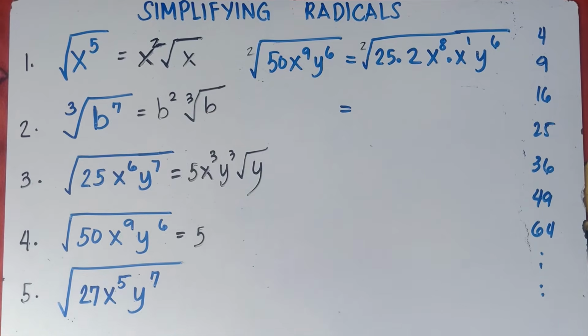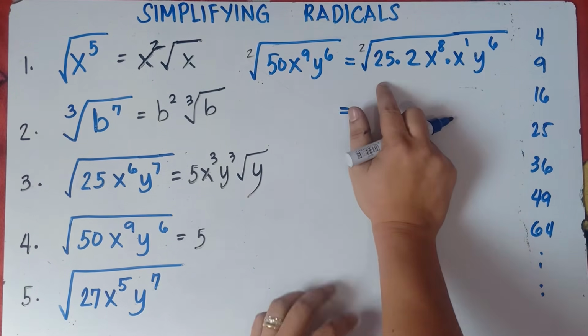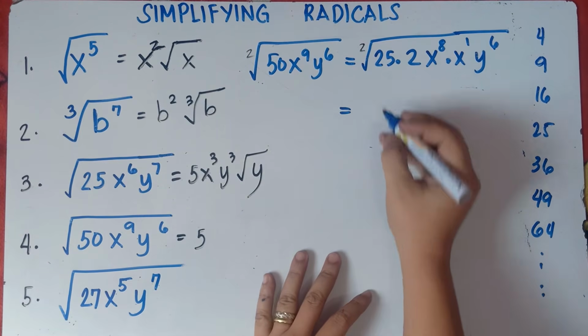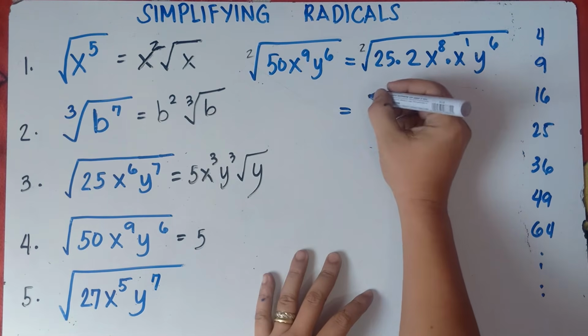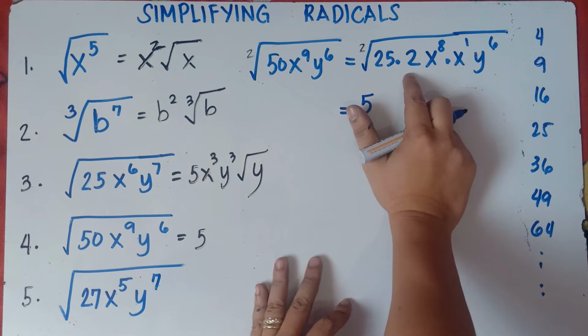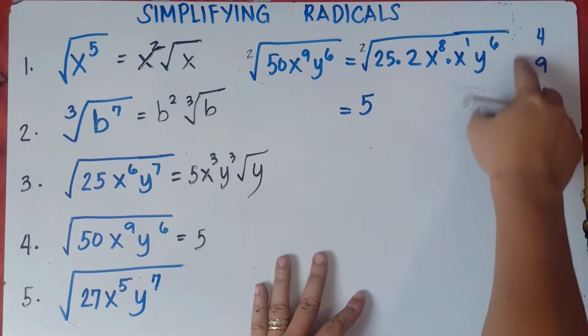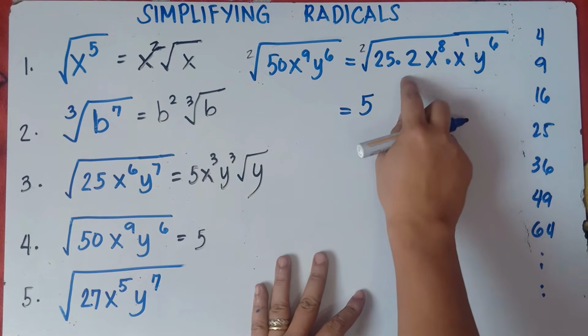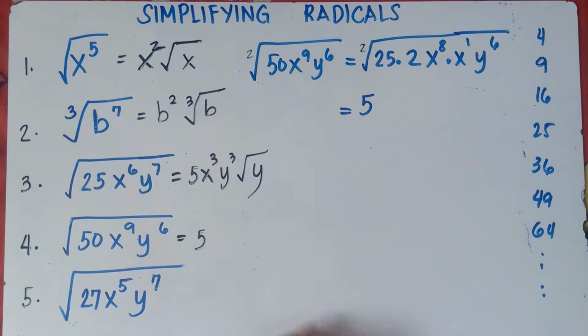Alright, so our final answer will be, do we have the square root of 25? Yup, the square root of 25, that is 5. Put it outside the radical symbol. Alright, how about 2? Do we have the square root of 2? Nope. 2 is not a perfect square, so therefore 2 will remain inside the radical symbol.